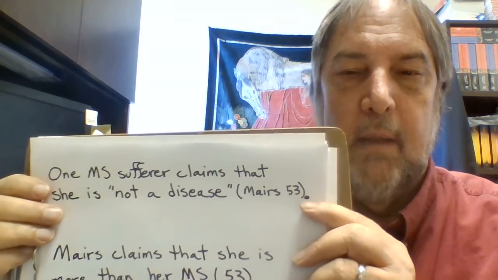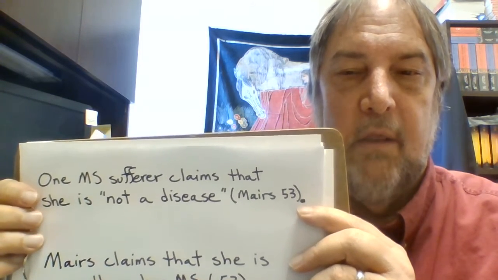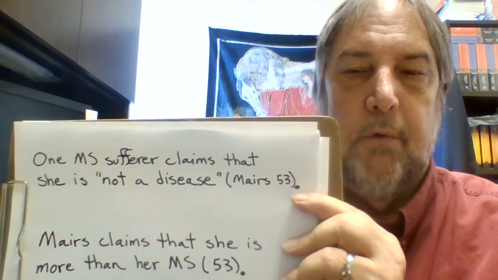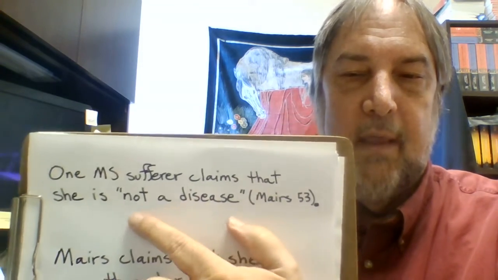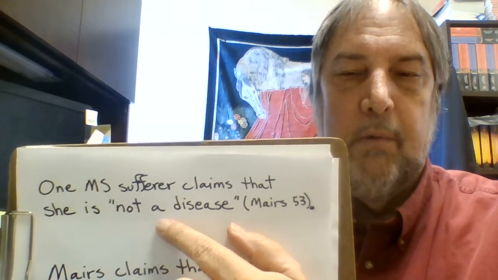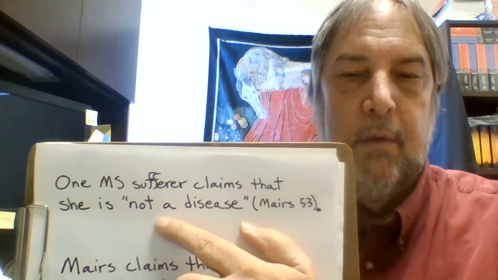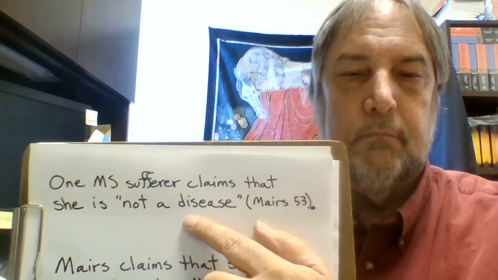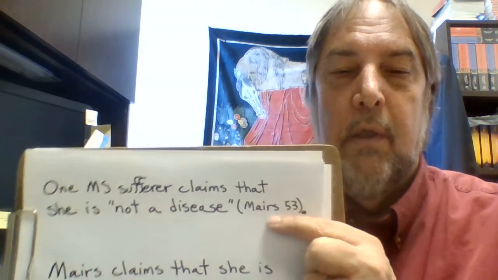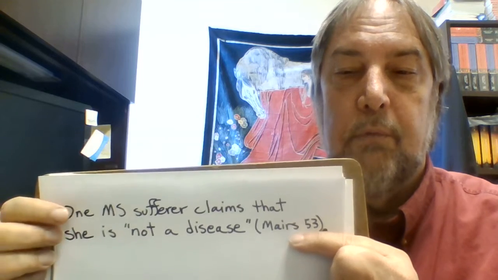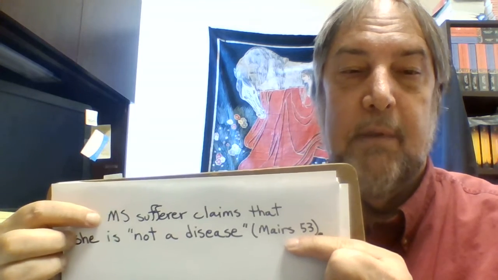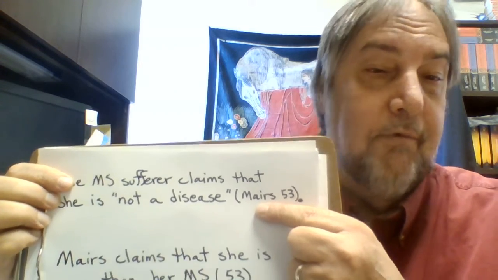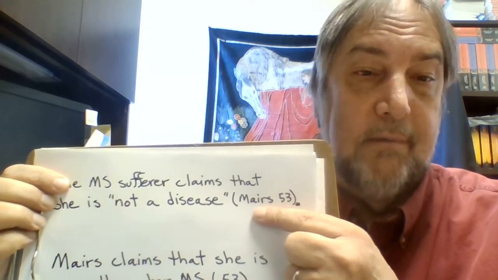So here, one MS sufferer claims that she is not a disease. Notice here that just a phrase from the quote is blended in to the student's sentence. So this is an option. You don't want to have the author's name in the signal phrase and in the parenthetical citation for good luck or whatever. Don't do that.